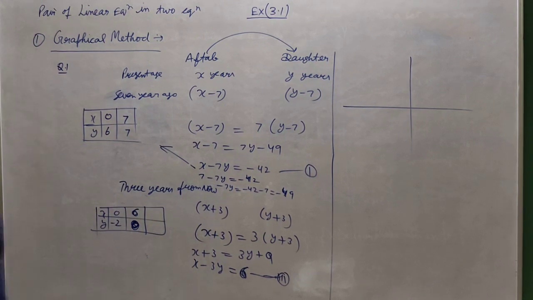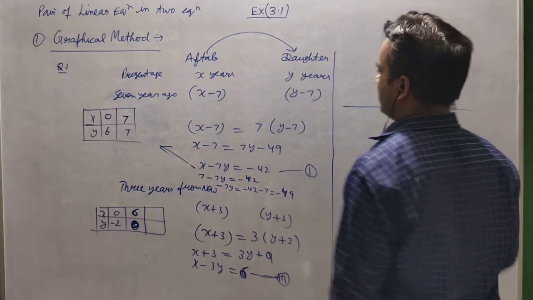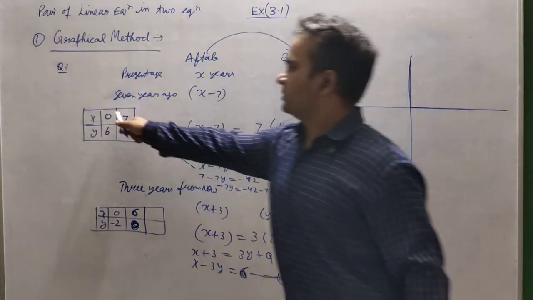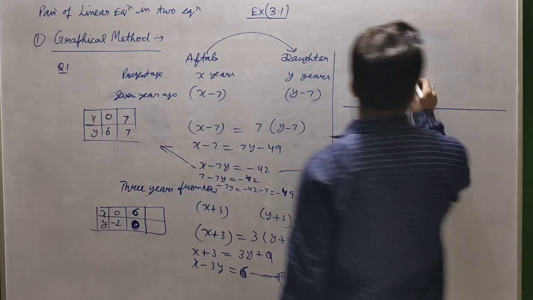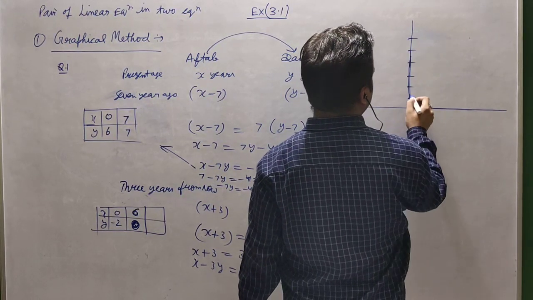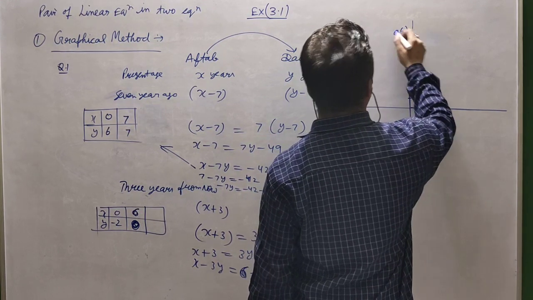Right, two coordinates we have found, 2, 2. Now it is easy for us to draw. So you can see there, first point is (0, 6). So what we will do here? 1, 2, 3, 4, 5, 6. So (0, 6) is here. Right? We will put here (0, 6).